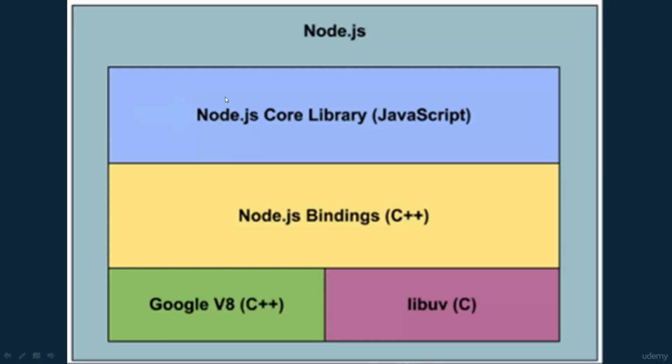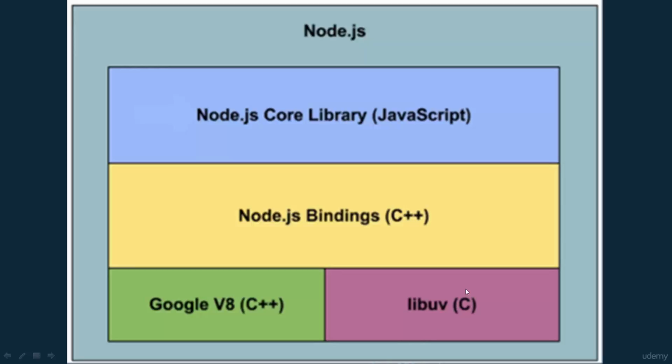But Node.js, the framework, despite it being written in JavaScript itself, is actually built on something called the Google Chrome V8 engine. And this is written in C++. It's open source, it's written by Google, but it's written in C++. So this layer that you see here in the middle, this yellow layer, is kind of the bridge between the Google V8 engine and the Node.js core library that we're going to be building our apps on.